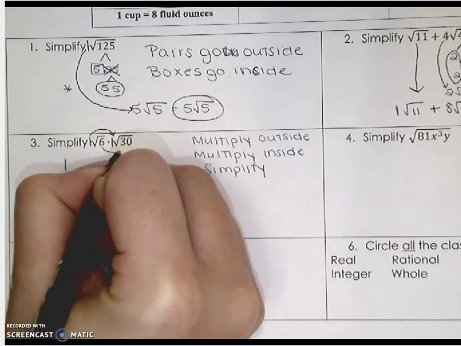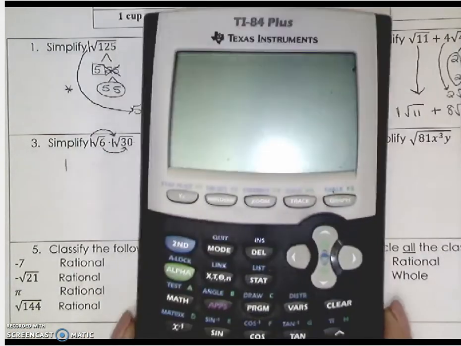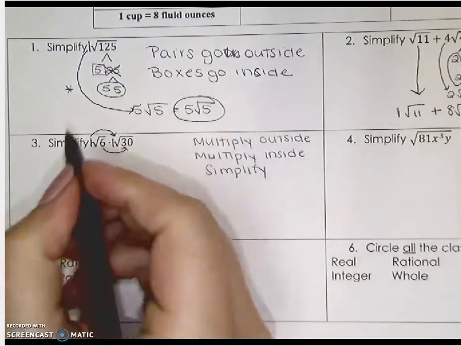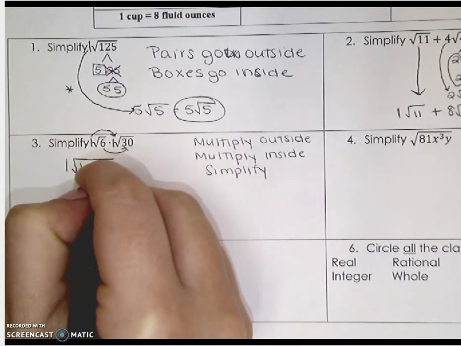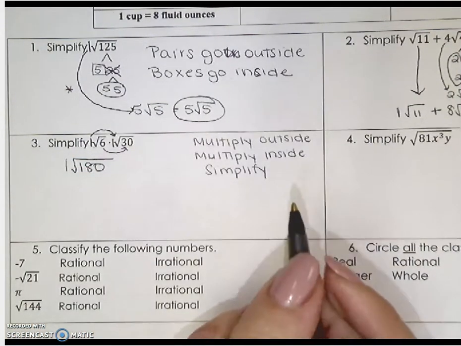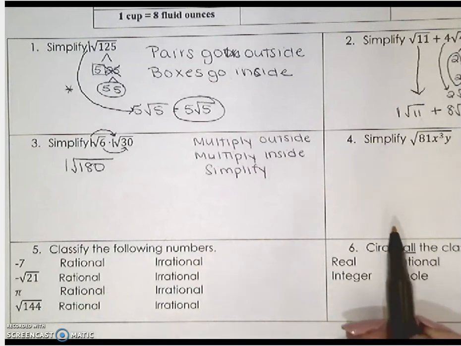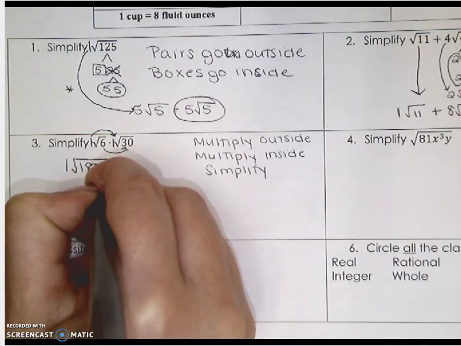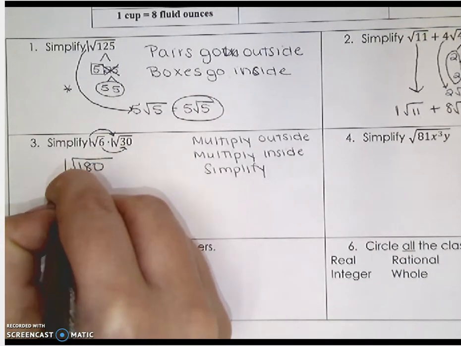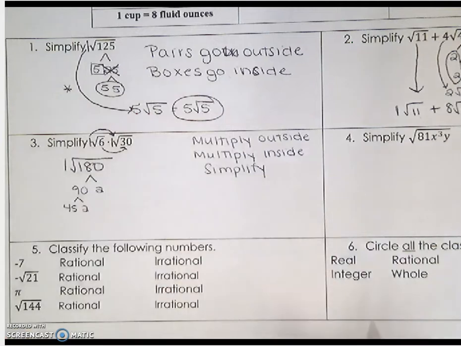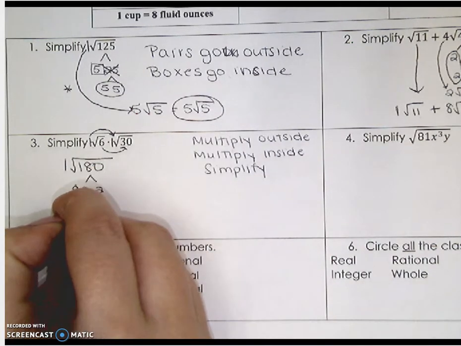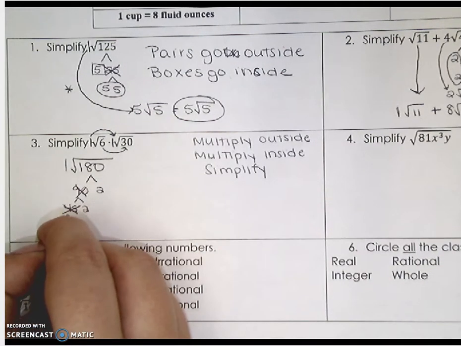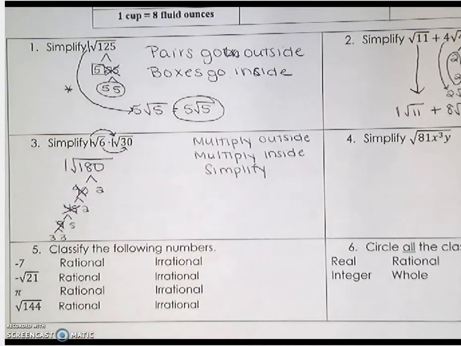I'm going to multiply 6 times 30. You can use my calculator. 6 times 30 is 180, so this becomes 1 square root 180. I'm not done there because I need to simplify this. 180 can be broken down into 90 and 2. 90 can be broken down into 45 and 2. 45 can be broken down into 9 and 5. And 9 can be broken down into 3 and 3.